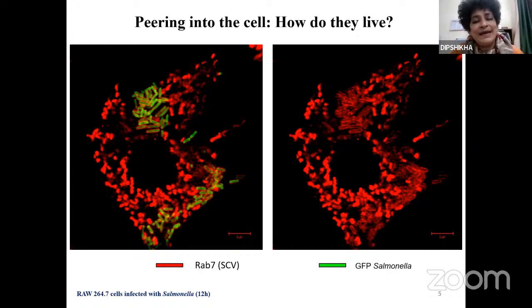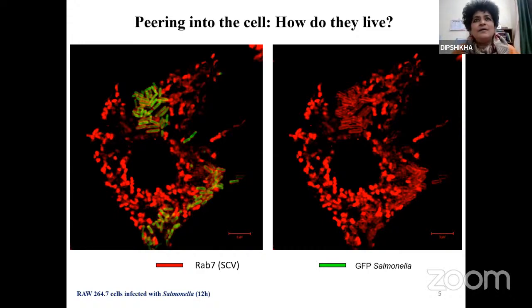We use many cell lines because this will give you first-hand information about how the bacteria behave. So this is a RAW macrophage cell line, RAW 264.7. This cell line is of mouse origin, and it comes as a very handy tool for us to study many of the bacterial lifestyles within a macrophage population. As you know, macrophages are one of the most important cells in the innate immune system, so it is an excellent strategy to use this cell type. The green one you see here is Salmonella.